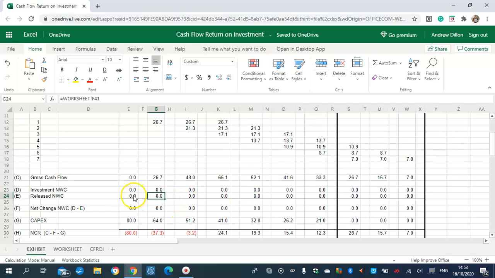So in released NWC, same again. Net change, you just have to do each figure minus the other, so E23 minus E24. Same with the other letters.